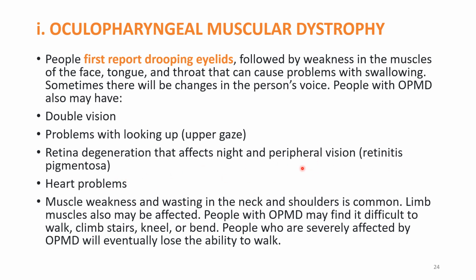It can lead to retinitis pigmentosa and heart problems, and muscle weakness and wasting in the neck and shoulders is common. Limb muscles may also be affected. People with this disease may find it difficult to walk, climb stairs, kneel, or bend. People who are severely affected by this disease will eventually lose the ability to walk also.